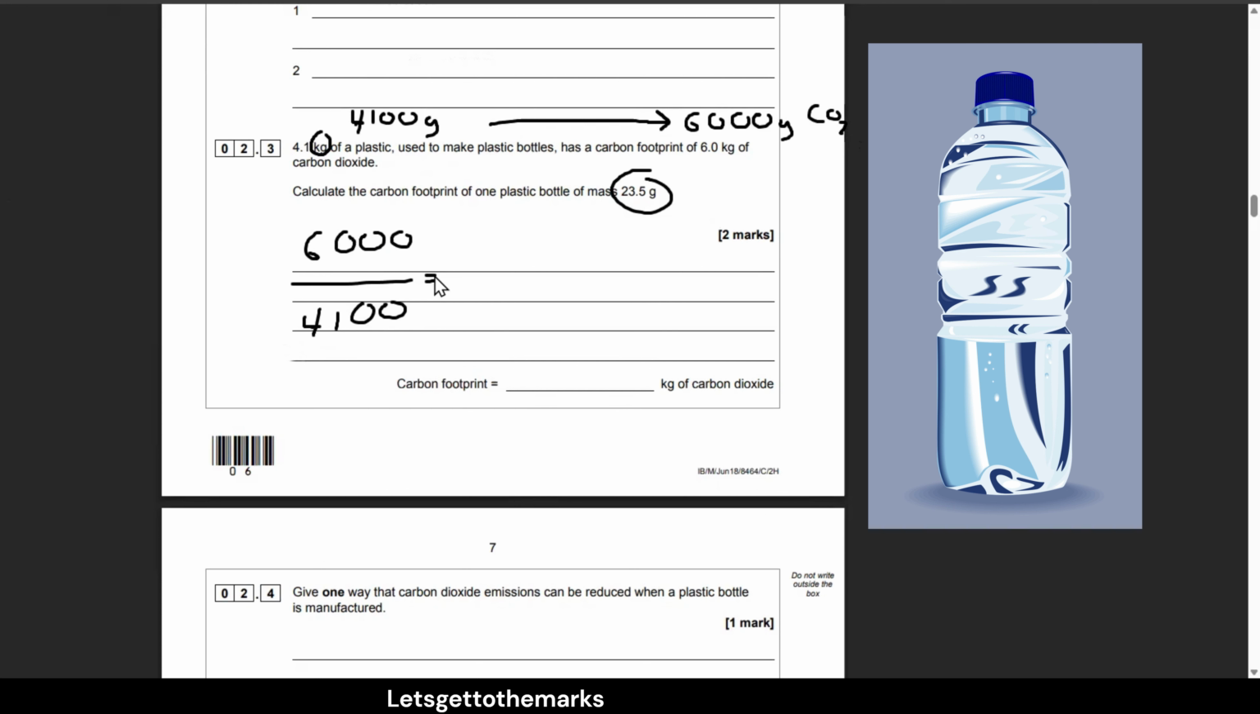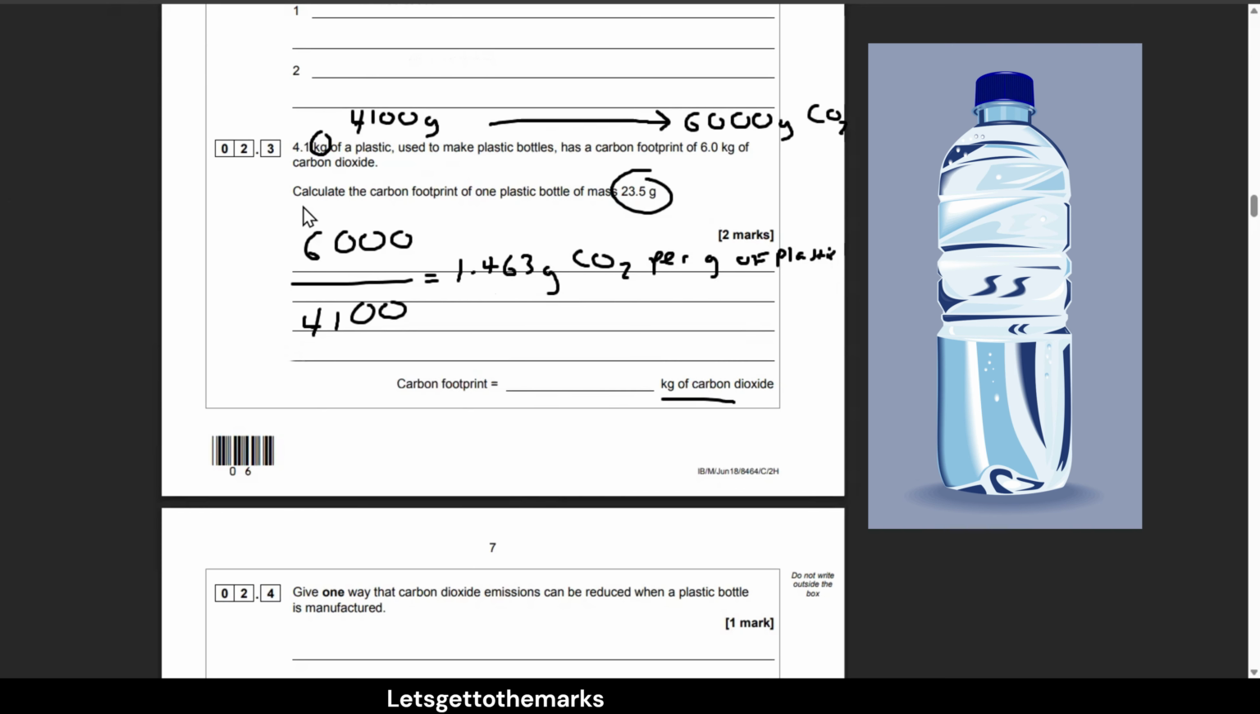And this is going to tell me for each gram of plastic I burn, this is how much carbon dioxide is released. So let's go 6,000 divided by 4,100. We find we get 1.463 grams of CO2, and that's per gram of plastic. I'm making this long, aren't I? Okay, I think I've longed this one out. I didn't need to, they've actually asked me for kilograms and I've turned it all into grams. I didn't need to do that.